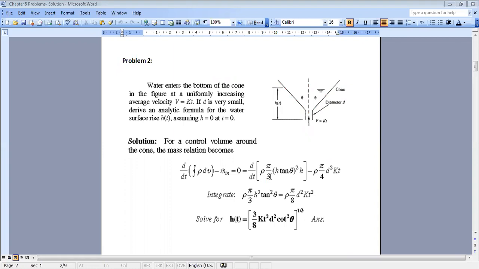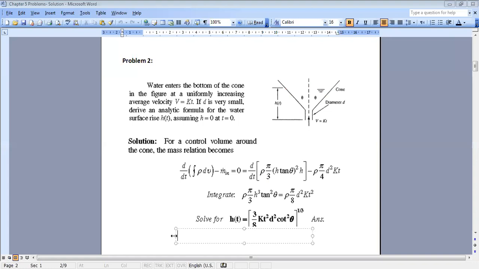Okay. Now for this term you can take outside of the integration rho and pi over 3 and tangent squared theta. You will only have inside the integration what? You will only have h cubed inside the integration. Okay. So you can write now that you can replace your term. Look, what we will do together, we will do separation of variables.